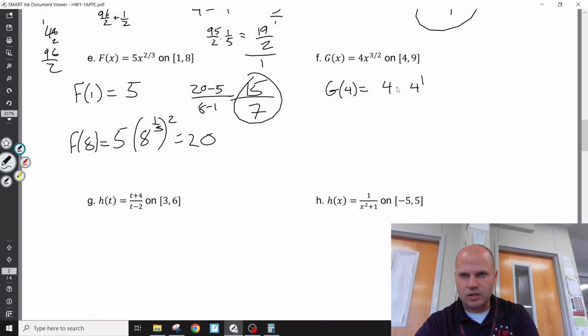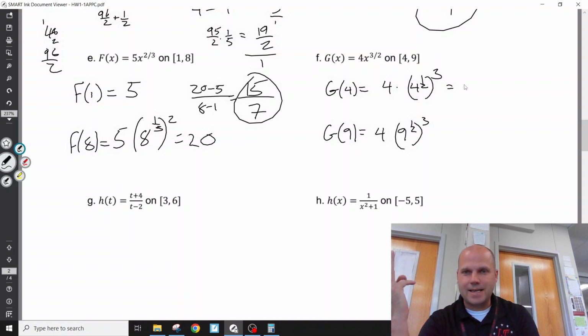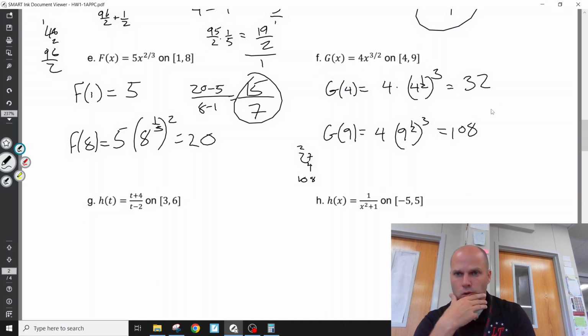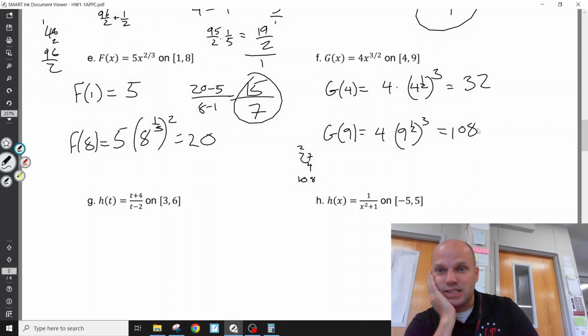Again, I'm splitting this into a fractional power first, then the whole number power. So that would be 9 to the 1/2 cubed. Square root of 4 is 2. 2 cubed is 8. 8 times 4 is 32. Square root of 9 is 3. 3 cubed is 27. 27 times 4 is 108. 32 to 108, that's 76.